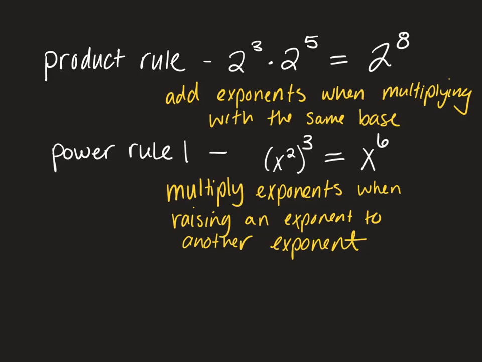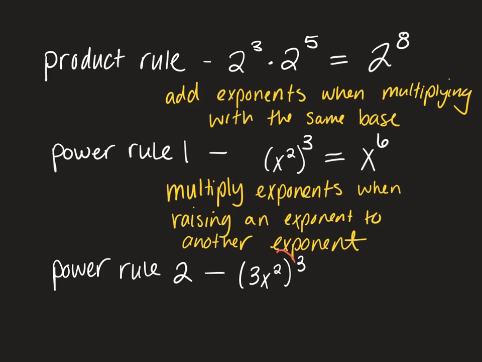All right. So then let's go to power rule number 2. This one is when you've got more than one thing in your parentheses. So there we have x squared to the third, but let's say we have 3x squared to the third. This one tells us that we need to take that exponent and apply it to everything inside. So it's kind of like a distributive property for exponents.